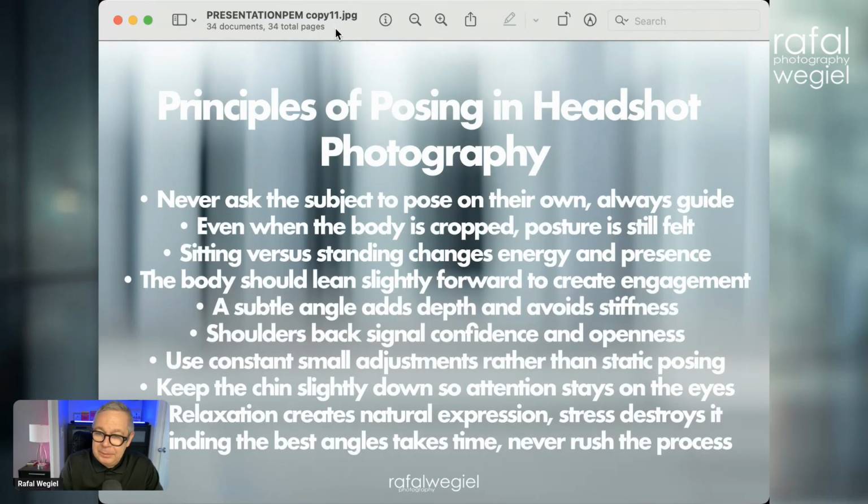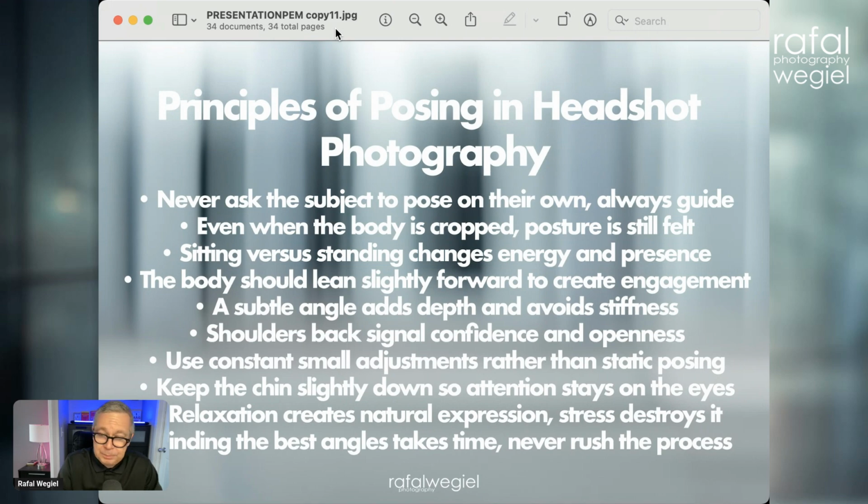Relaxation creates natural expression, stress destroys it. We talked about this again, and now I'm trying to summarize some of it. The more relaxed the person is, the better shots you're going to get. That's why we talk about the environment and music in the background. That's what makes them feel more open to you, and you're going to get way better images. So make sure they relax as much as you can. It takes a little bit of time sometimes, but that's why we create this environment, to make them feel comfortable and safe.